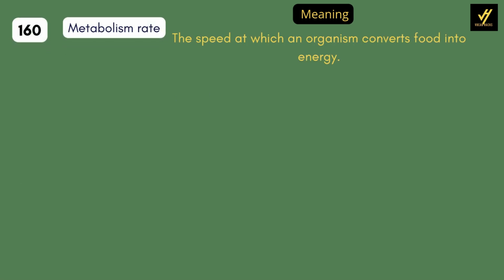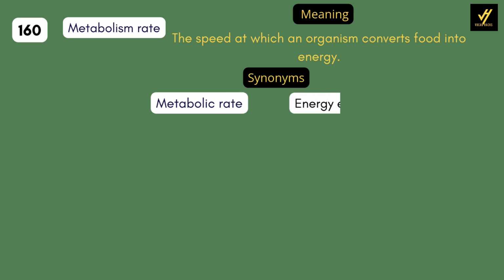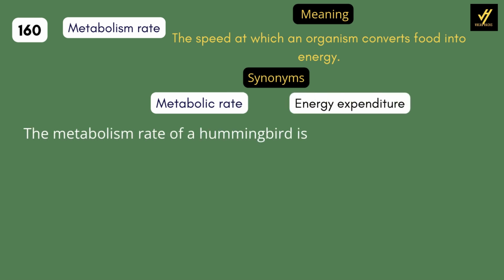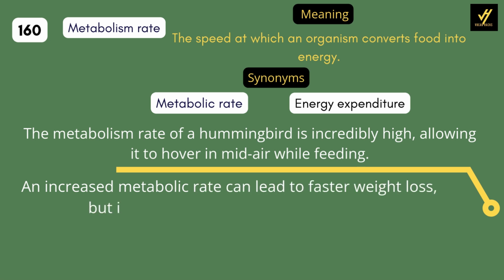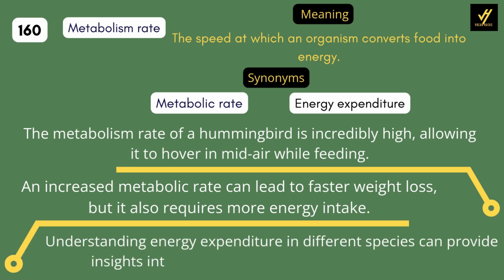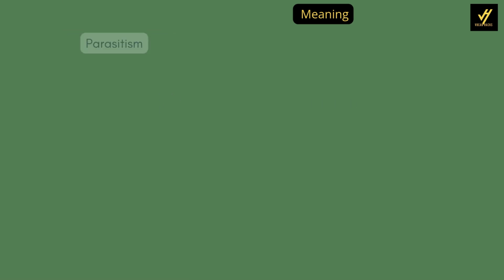Metabolism rate, the speed at which an organism converts food into energy. Metabolic rate, energy expenditure. The metabolism rate of a hummingbird is incredibly high, allowing it to hover in midair while feeding. An increased metabolic rate can lead to faster weight loss, but it also requires more energy intake. Understanding energy expenditure in different species can provide insights into their adaptations and survival strategies.